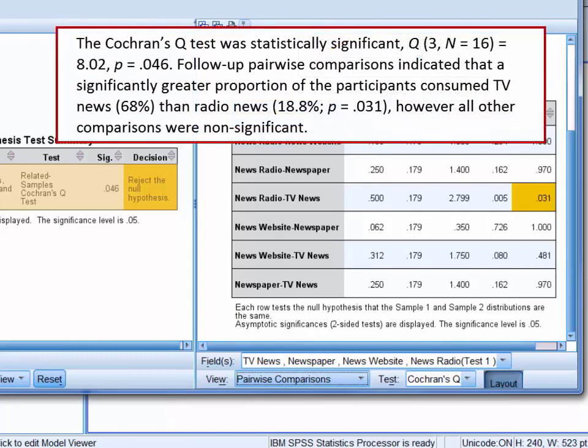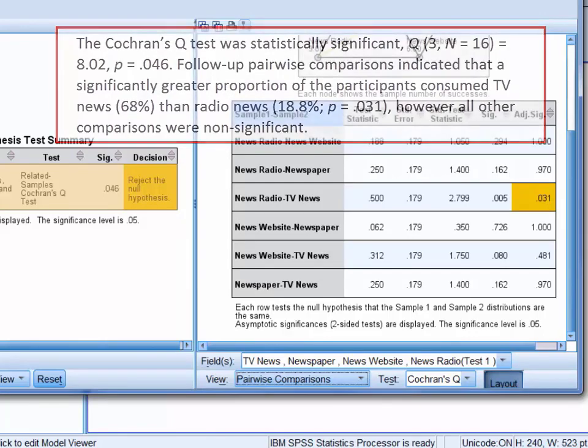Now this is how you might write up these findings. So the Cochran's Q test was statistically significant, and follow-up pairwise comparisons indicated that a significantly greater proportion of the participants consumed TV news than radio news. However, all other comparisons were non-significant. It might also be useful to include a graph indicating the proportion or number of people in the sample who consumed each type of media.